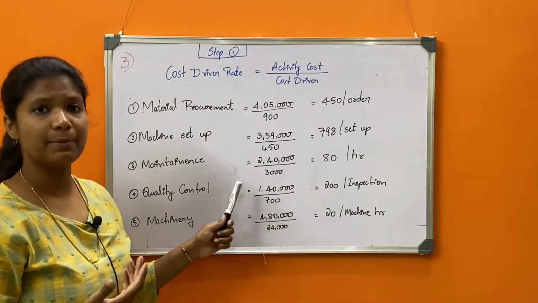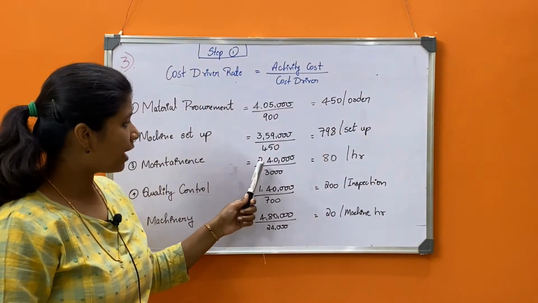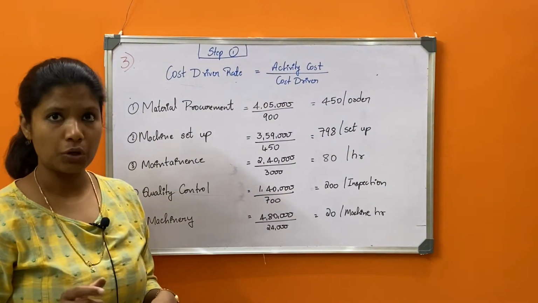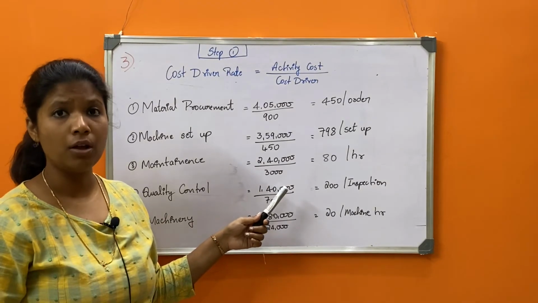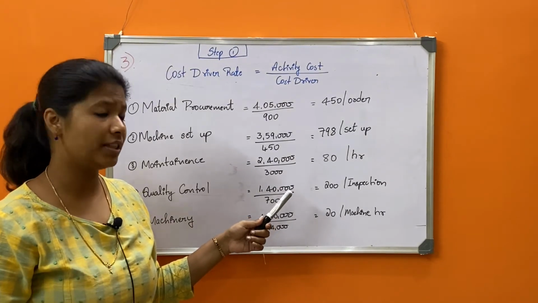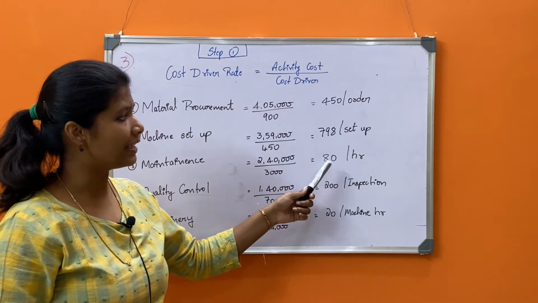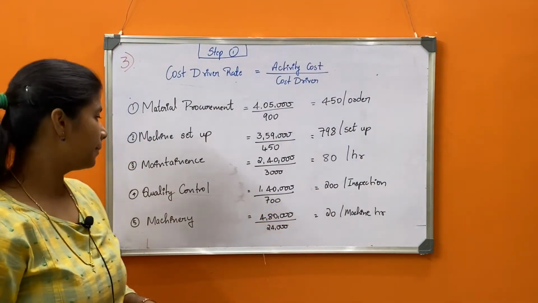Third, maintenance of the machine. How many hours did the machine run? 2,40,000 is the total cost of maintenance, divided by the total of 3,000 hours the machine was running for production. So it was 80 rupees every hour.